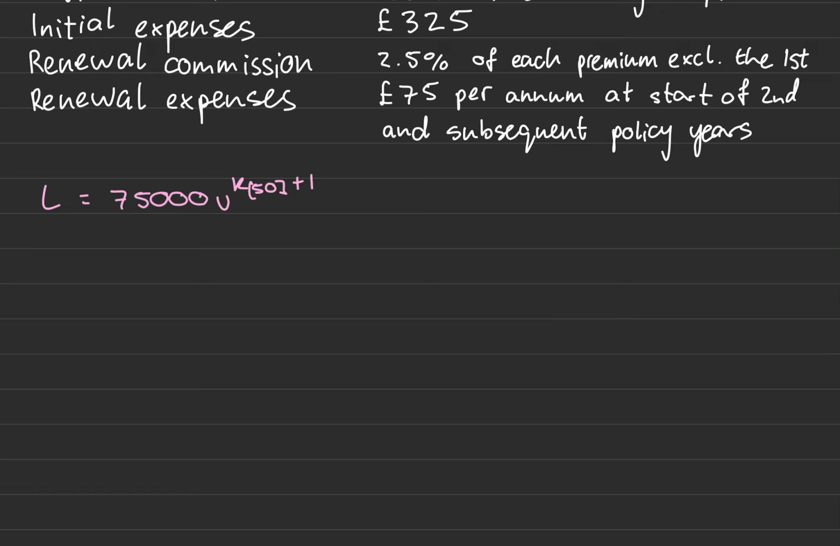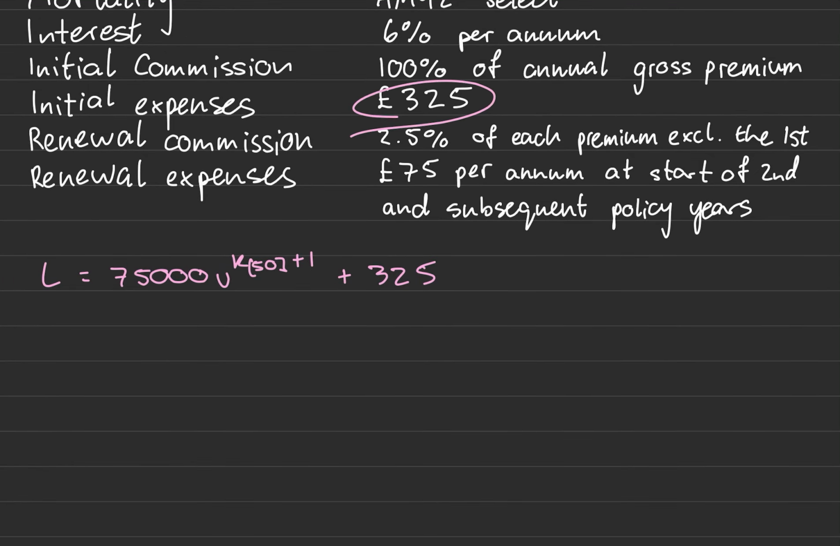Okay, then another outgo that I have is 325, which is this initial expense here. Then the third outgo that I have is this initial commission amount, which is 100% of the annual gross premium. So I'm going to call the annual gross premium P. So this is plus P.